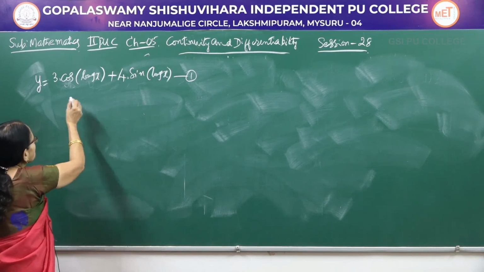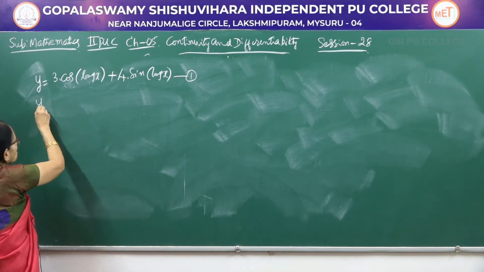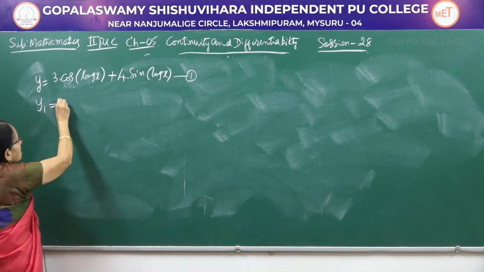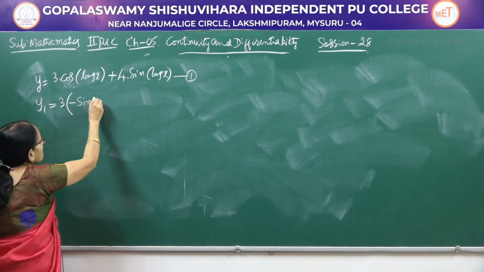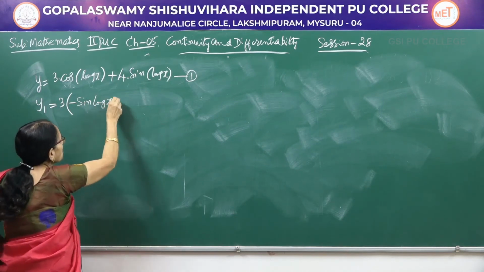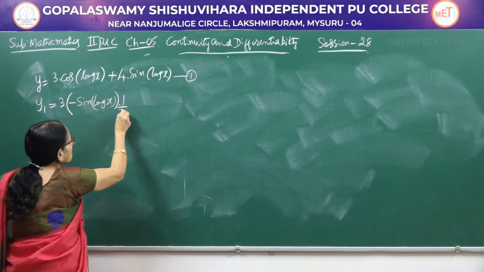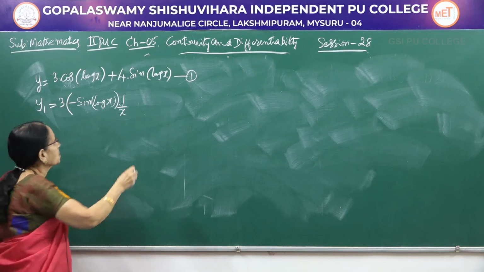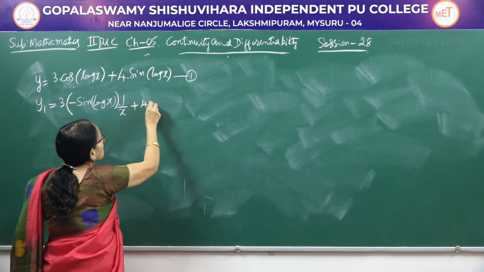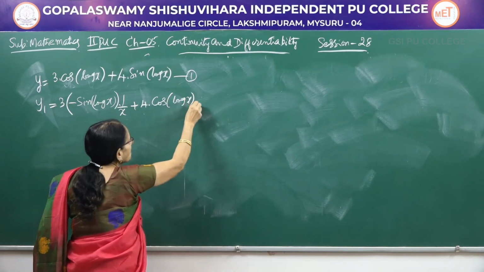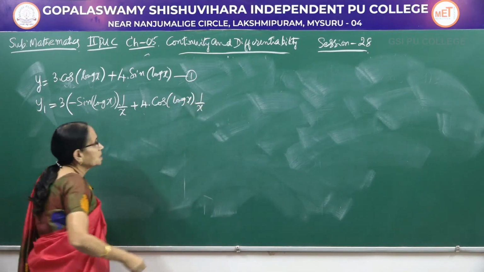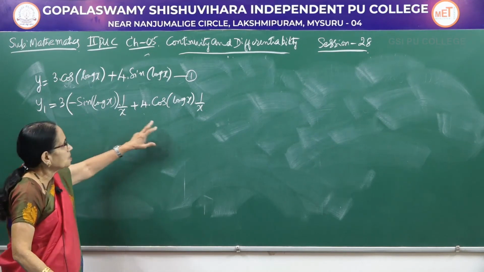Okay. Now differentiate with respect to x. So y becomes y1, 3 into, it's a negative sign we are getting, minus sin of log x into, for log x it is 1 by x. Same thing here. 4 into sin log x becomes cos of log x. For log x it is 1 by x. This is what I told you.